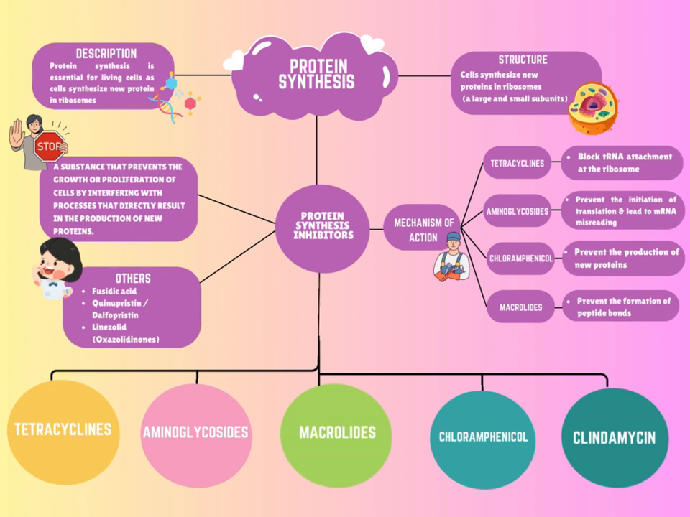Next, let's discuss protein synthesis inhibitors, which are substances that prevent the growth or proliferation of cells by interfering with processes that directly result in the production of new proteins. There are several types of protein synthesis inhibitors: tetracyclines, aminoglycosides, macrolides, chloramphenicol, and clindamycin. Each type carries different functions and benefits in our body. Other than that, there are several other protein synthesis inhibitors that we will not be discussing in our video, which are fusidic acid, quinupristin, and linezolid.